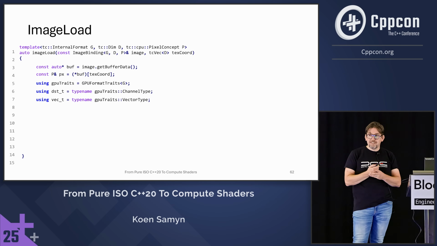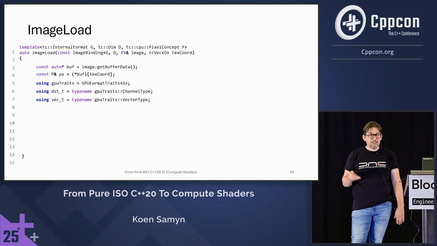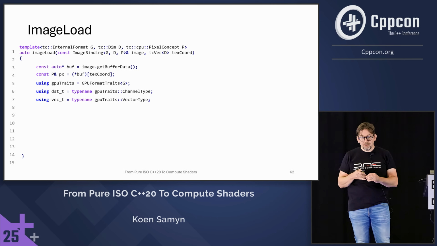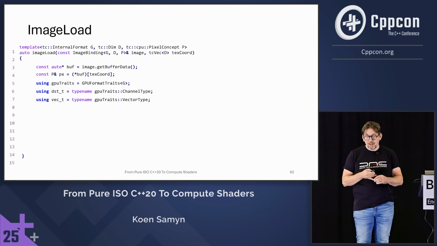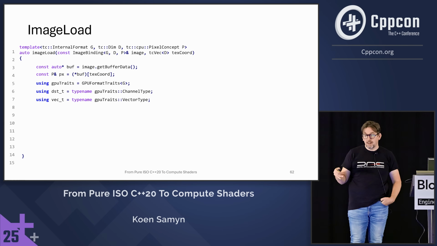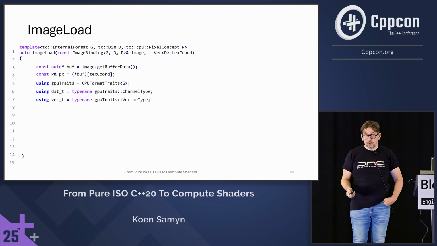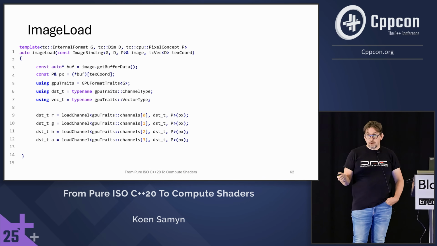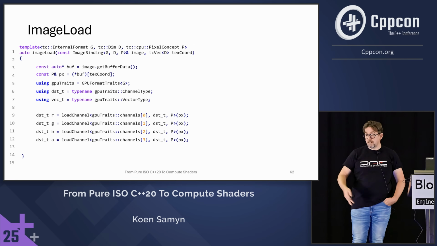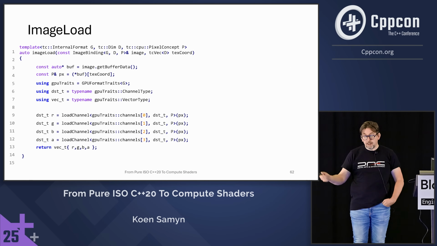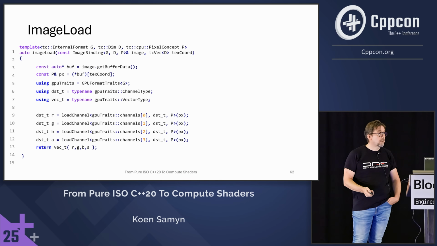My colleague Tom said, why do you do this? It's a bit of extra typing. For me, I'm still getting used to concepts, so I have a destination type, which comes from my GPU format traits. I have a vector type that I should return. And then I can just load the information from the pixel. The pixel itself knows what type it is. It knows what type it should convert to. And finally, I can return that vector type.